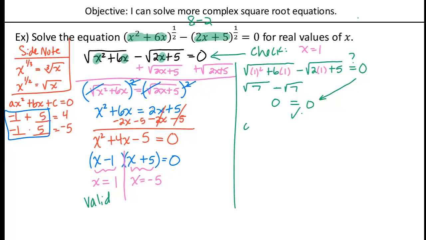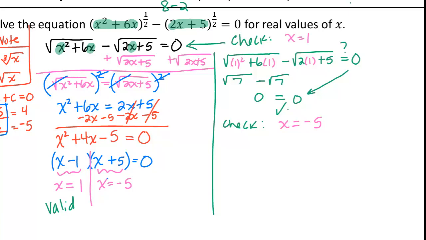All right, but then we got to check the other one also. So check x equals negative 5 this time. So plug it into the original still. I have the square root of x squared. So that's a negative 5 squared plus 6 times negative 5 minus the square root of 2 times negative 5 plus 5. And does that equal 0?